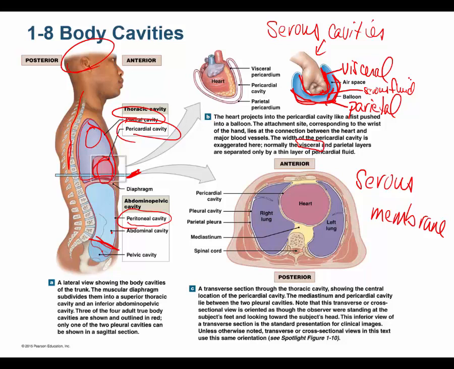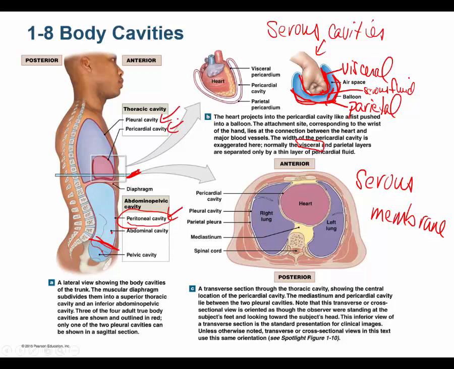Now where that thin watery fluid exists is called the serous cavity. In the case of the serous membrane surrounding the lungs, it's called the pleural cavity. In the case of the serous membrane surrounding the heart, it's called the pericardial cavity. In the case of the serous membrane surrounding the abdominal pelvic viscera, it's called the peritoneal cavity.